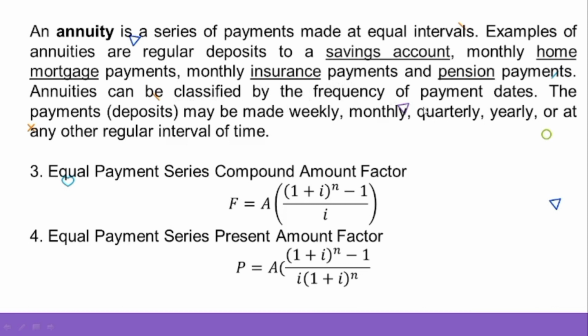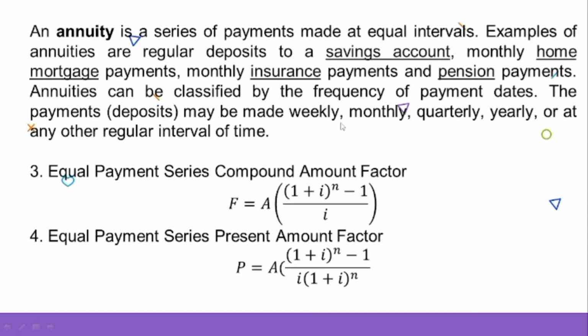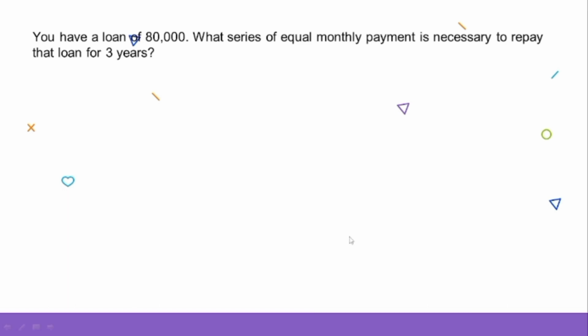Annuities can be classified by frequency of payment dates. The payment deposits may be weekly, monthly, quarterly, yearly, or at any other regular interval of time. So under annuity, we have what we call the equal payment series compound amount factor. So if we are to calculate the future value using a series of payments using annuities, this is our compound amount factor. And kapag gusto naman natin i-calculate yung present amount natin using the given annuity and this factor, so yan.